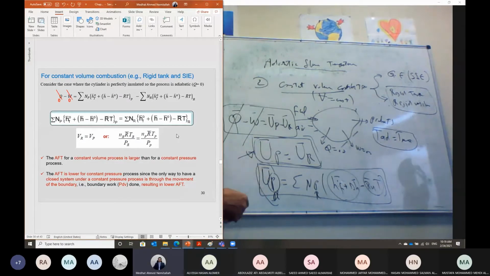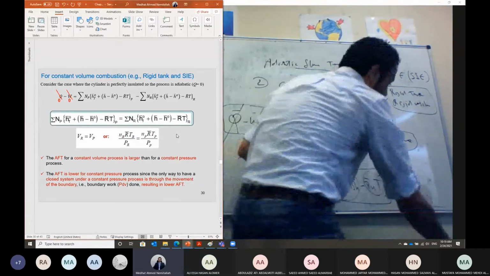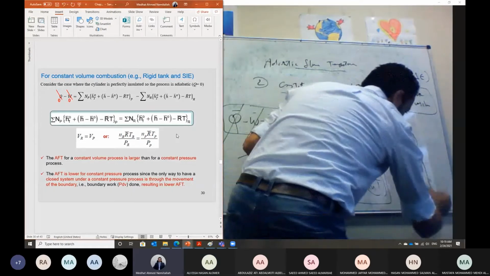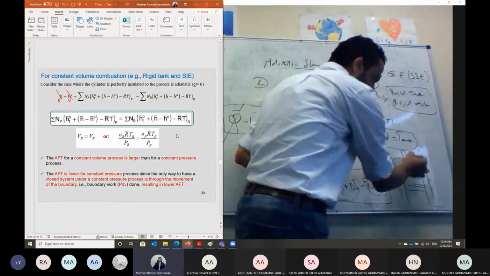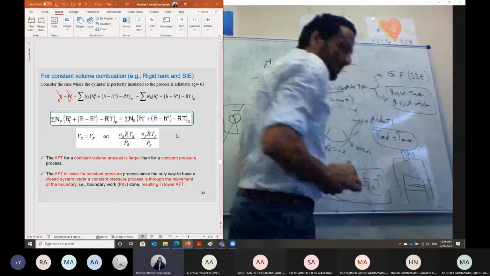So in the case of constant pressure combustion, we said the example is the diesel engine. So we have this engine, and we said in the case of the diesel engine, this is the injector that injects the fuel.